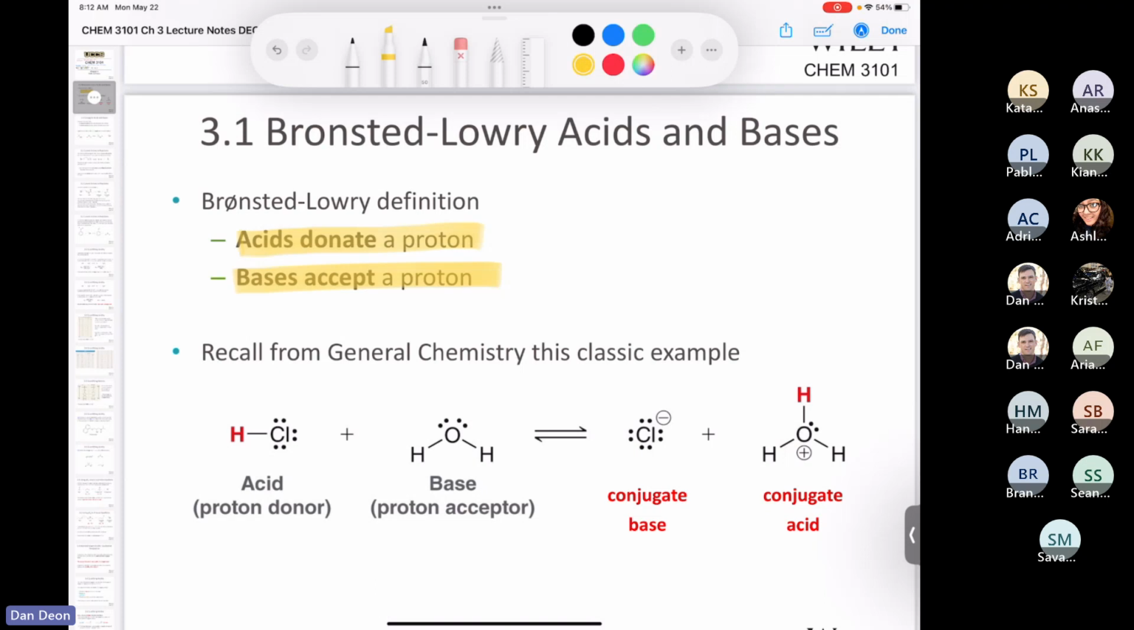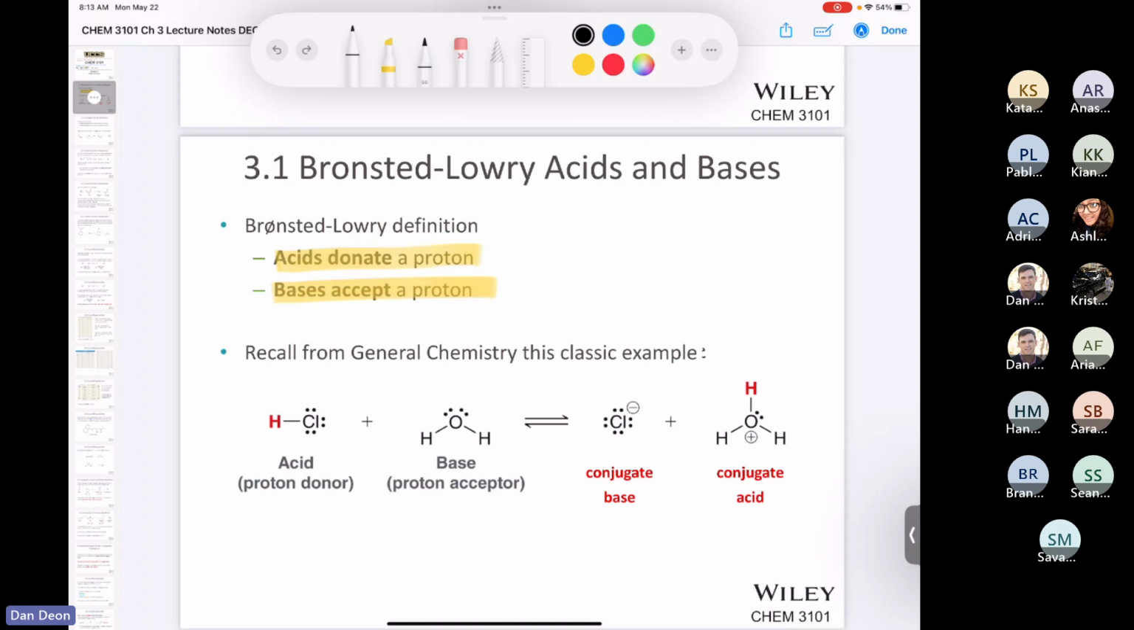So here's a classic example from your good old Gen Chem 1 days. If you take HCl, which is a strong acid, it's a proton donor, and it can react with water. Water is not a strong base, but it can behave as a base. You might remember that water is what we call amphoteric. It can behave as an acid or a base depending on the situation. So we have our acid, which is going to donate a proton to our base. We end up forming the chloride ion, which is the conjugate base, and then we end up forming the hydronium ion, which is the conjugate acid.